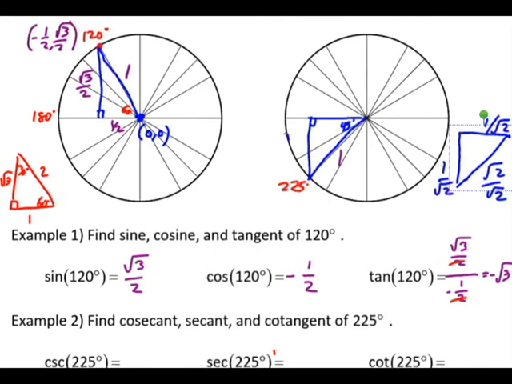And so these become our lengths. And so when we rationalize, we'll get root 2 over 2. So our x-coordinate is negative because we went left, and our y-coordinate is negative because we went down.